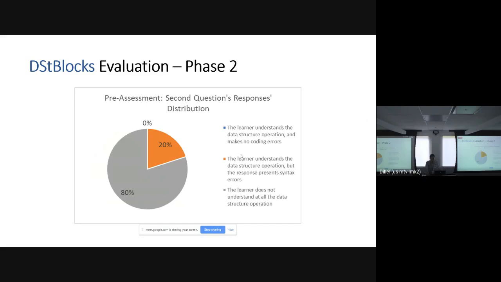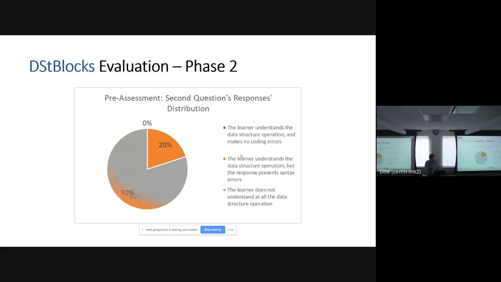The second question was mostly addressing the operation. It could happen in pseudocode. It could happen explaining how to add it, step by step. Or there were some other students that were directly trying to code it using one programming language that they were used to. At the pre-assessment, something that happened is that we didn't have any participant able to understand the data structure operation with no coding errors. At the very beginning, the people that tried to address it were very few, and apart from being very few, they did present errors, and it was something that we observed from this pilot study.